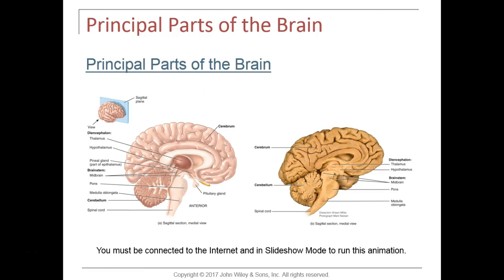But as far as the principal parts of the brain are concerned, the largest mass of the brain is called the cerebrum. The second largest mass of the brain is called the cerebellum. There is an area called the brain stem, which includes three separate parts: the medulla oblongata, the pons, and something called the midbrain. There's also the diencephalon, which is in the middle of the brain, made up of the thalamus, the hypothalamus, and something called the epithalamus up here, where we also have a gland called the pineal gland, which we'll talk about.